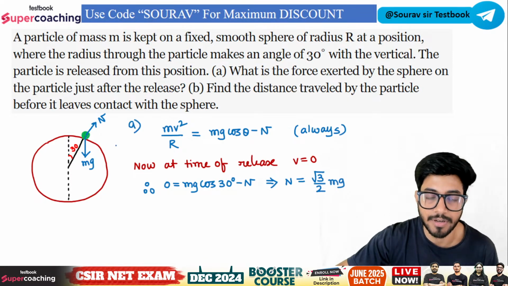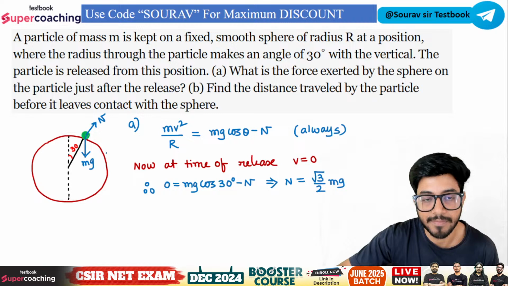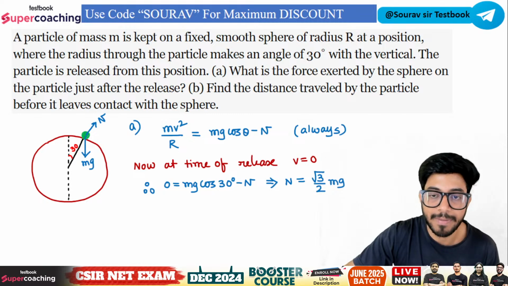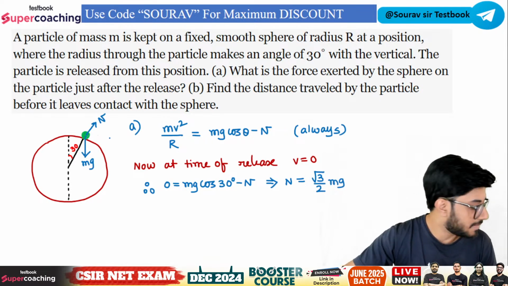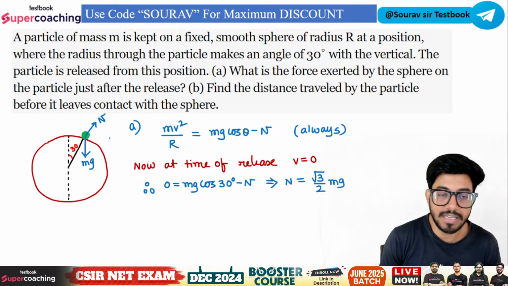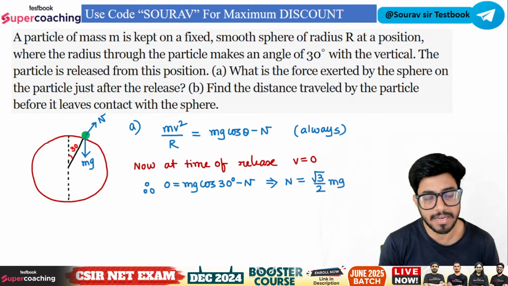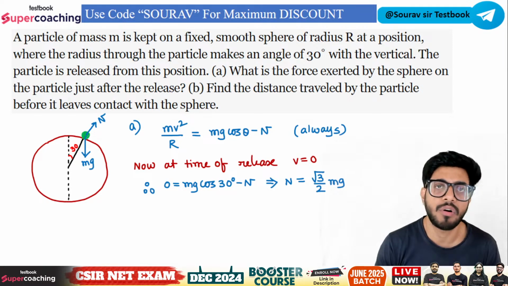Let's talk about part B. Find the distance traveled by the particle before it leaves the contact with the sphere. So you have released that particle, right? When you have released that particle, the particle is actually traveling, and at some point of time, it will leave the contact with the sphere.